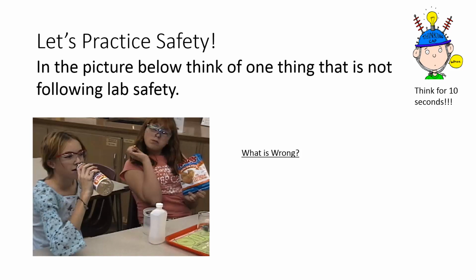All right, 10 seconds are up. Now let's see, what is wrong? The first thing is that the students are eating and drinking. We know that food is not allowed at any lab station. The girls also have their hair down. Now I know we didn't talk about this, but we need to make sure that we keep our hair out of the things that we're investigating, whether it be liquids, solids, or different types of gases. It's really important that our hair doesn't get in the way.